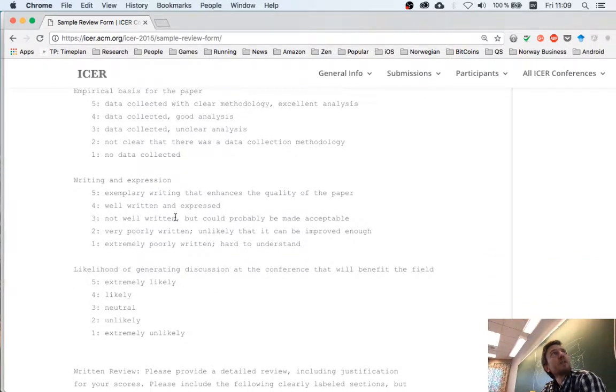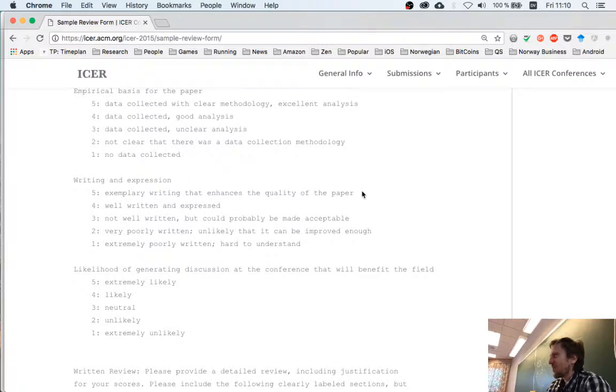Okay, and then you have writing and expression, how well it is written, how easy it is to follow, how well structured is the document. So you can do this without being an expert in the field, right? So you have extremely poorly written, hard to understand, to well written and expressed, exemplary writing that enhances the quality of the paper, right? I reviewed papers which were extremely well written, brilliant, with wrong conclusions, right?